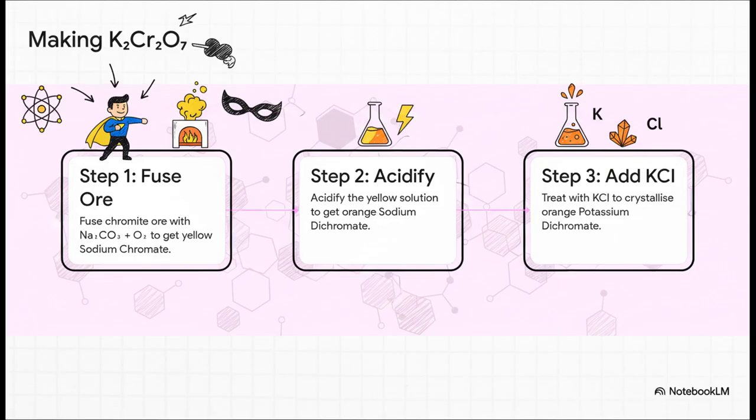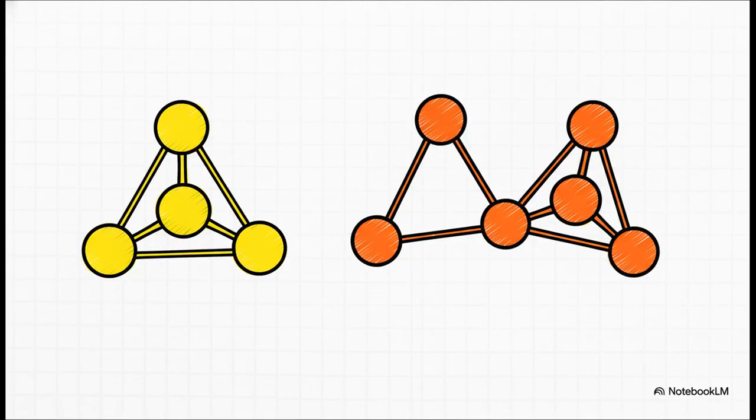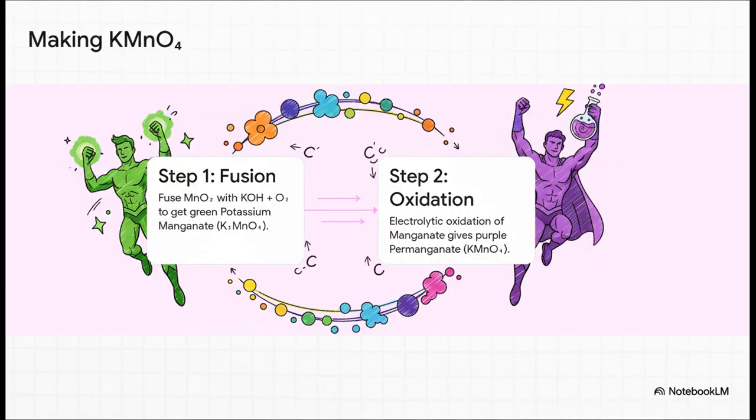1, 2, 3. Now listen, if you want some guaranteed pakka marks in your exam, you absolutely must practice drawing these two structures. You can see on the screen, the yellow chromate ion is a simple tetrahedron. And the orange dichromate ion, arey, that's even simpler. It's just two of those tetrahedrons joined together, sharing one oxygen atom at the corner. Please, my dear bachcho, draw this a few times. It's very, very important.